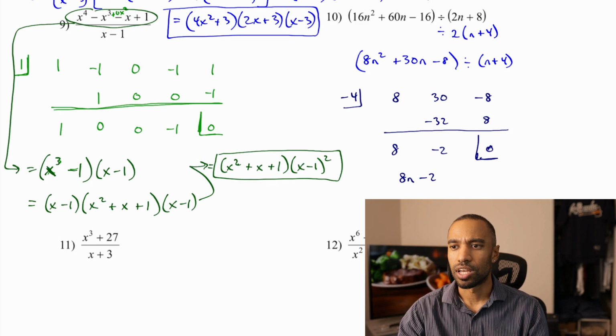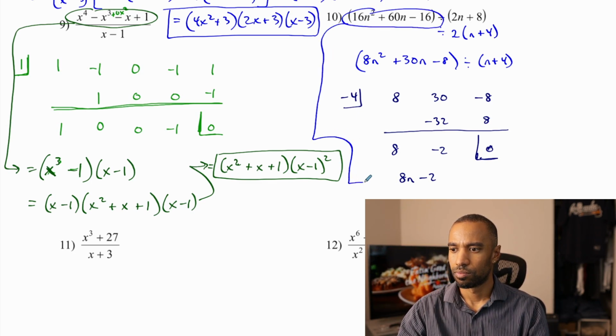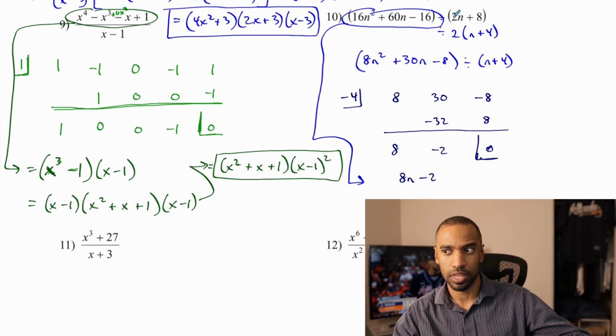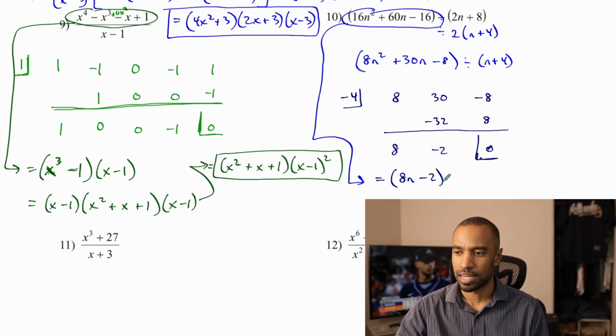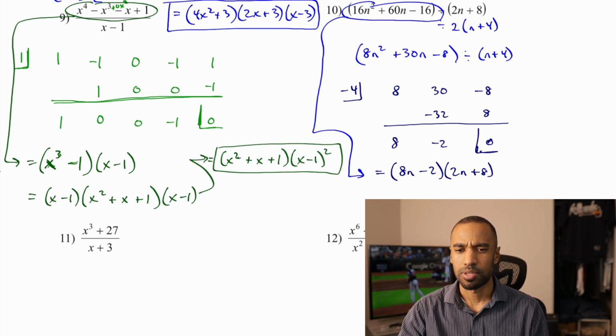So, of course, let's keep factoring this thing down. Now remember, there was a 2n plus 8 to begin with. I'm starting with the original thing, and 2n plus 8 was one of my factors, alongside, of course, the 8n minus 2. So 2n plus 8 times 8n minus 2.